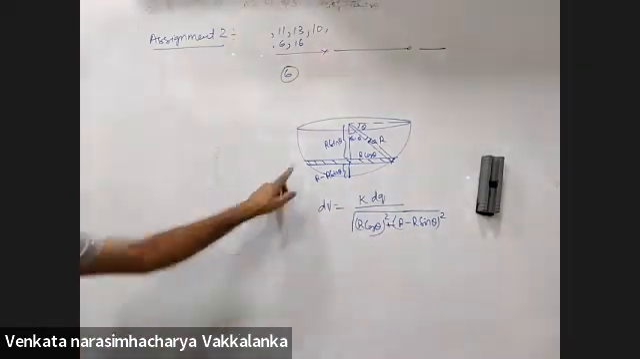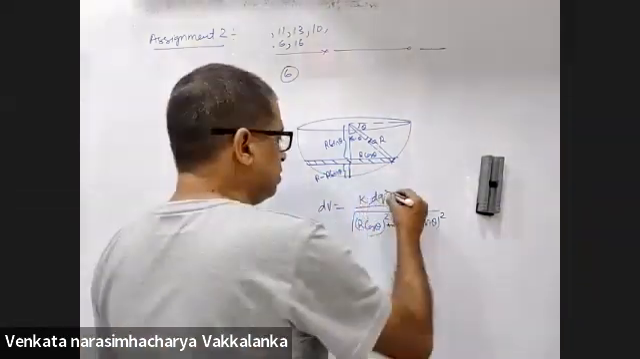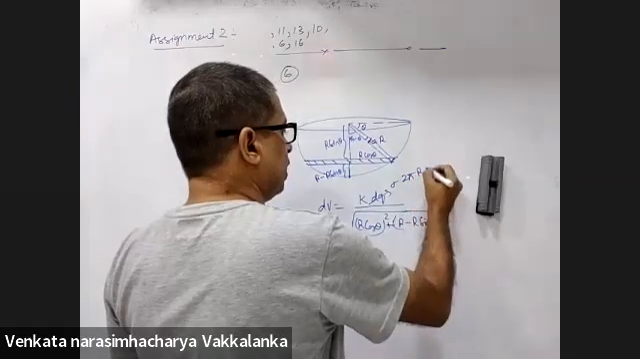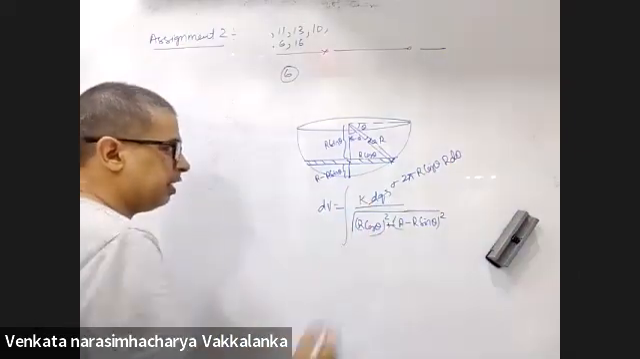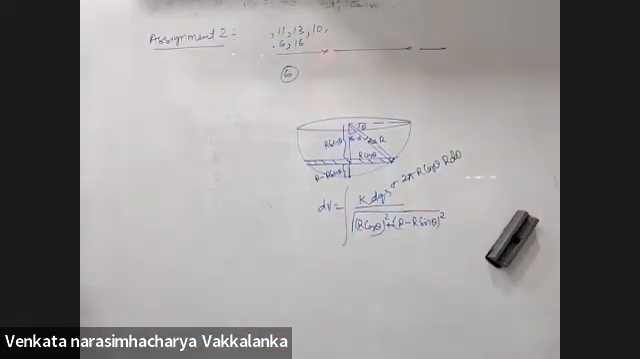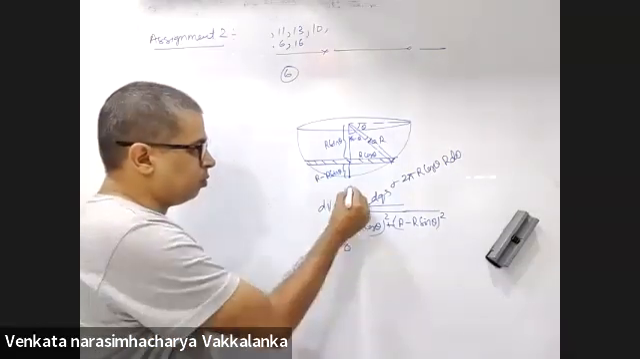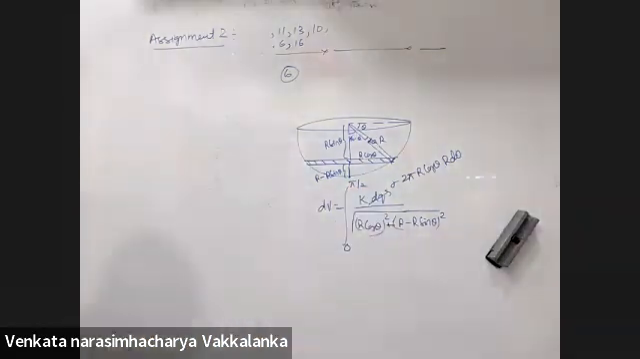Substitute dq: sigma into 2 pi r cos theta into r d theta. Integrate that from theta equal to 0 to theta equal to pi by 2. The integral is not very difficult. Whatever you get in the denominator after simplifying that square root, take it as t square, because I have a square root. Then t dt will be there in the numerator.